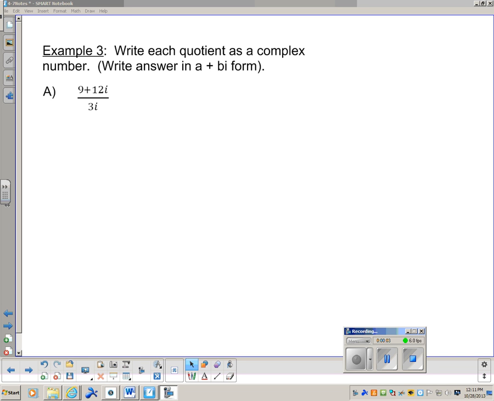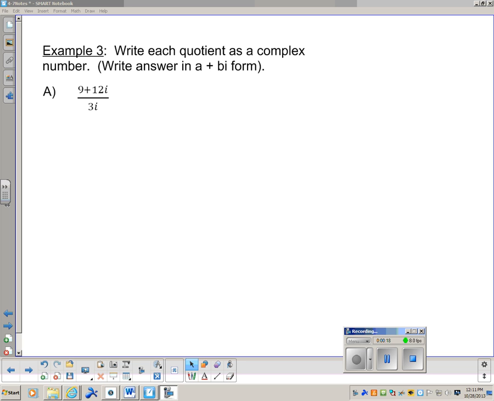All right, so we're going to finish up on 4.7 today. So if you can have out your notes on that, we're going to be looking at writing each quotient as a complex number.